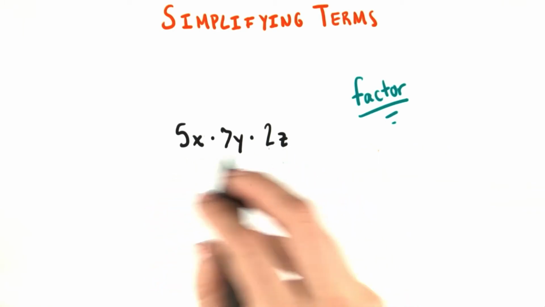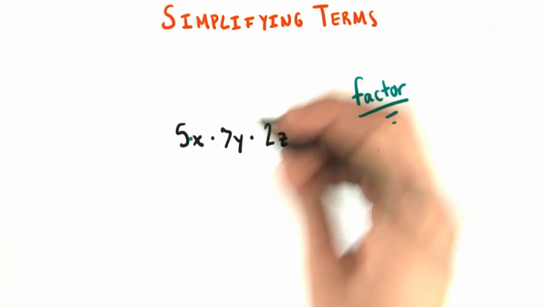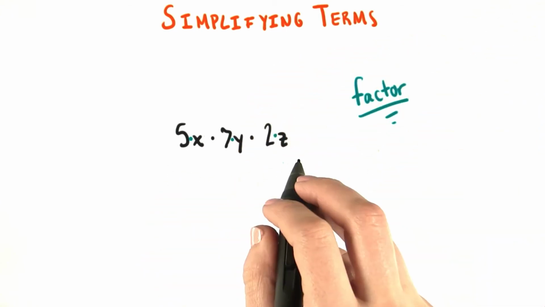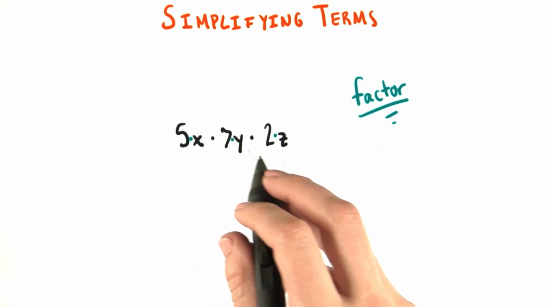Now we can't forget that in this term there are invisible multiplication signs between the 5 and the x, the 7 and the y, and the 2 and the z. So another way to think about this term is that it's 5 times x times 7 times y times 2 times z.